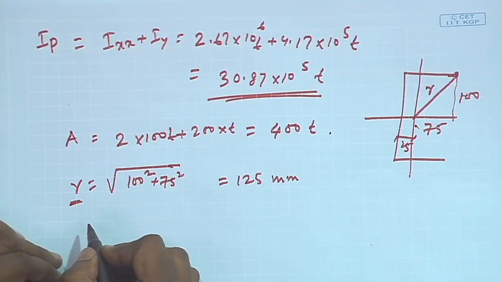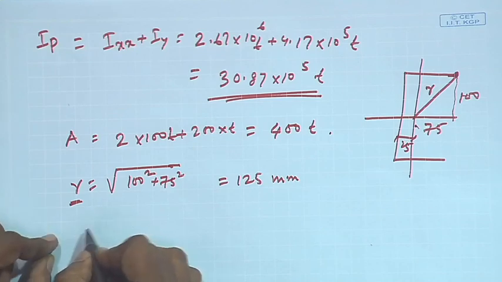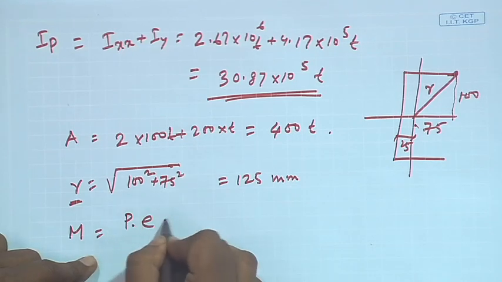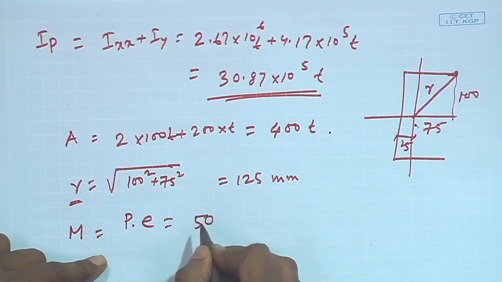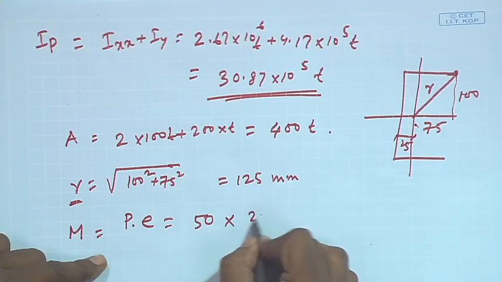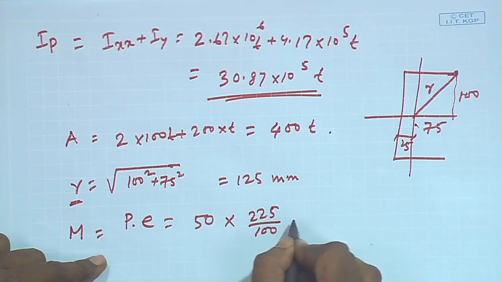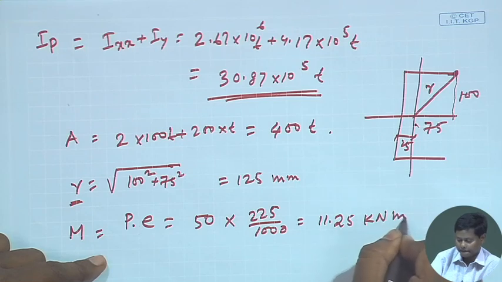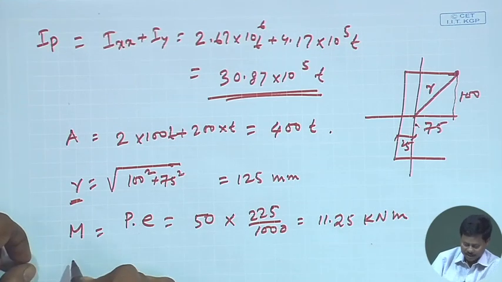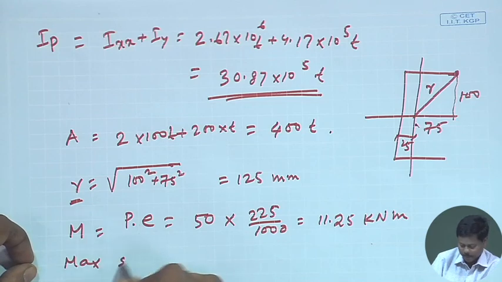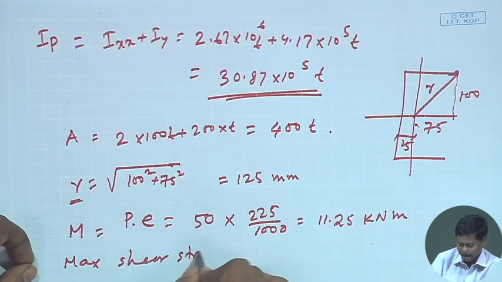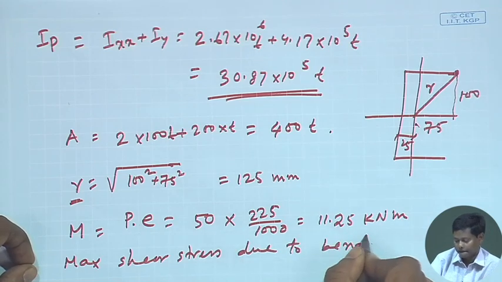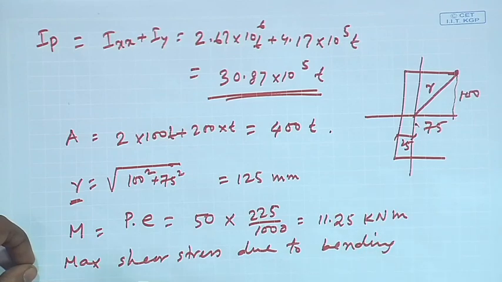For getting the maximum shear due to bending, first we have to find out the moment. Moment will be P into E. So, here E we found, P is 50 kilonewton and E is 225 millimeter, that means 11.25 kilonewton meter. So, maximum shear stress due to bending we can find out, that will be PB.